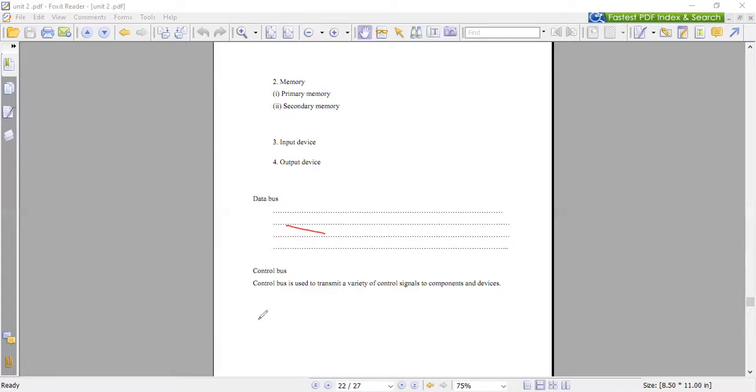Then we go through the control bus. Control bus is used to transmit a variety of control signals to components and devices. Now, as an example, you want to shut down the computer. So that signal should be traveled from one place to another, as an example, from the control unit to the power unit. So that kind of things are controlled. That is through the control bus, that kind of signals are traveling. Then we'll go to the next part.